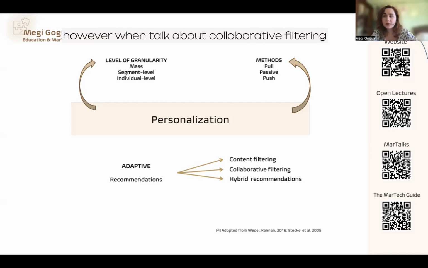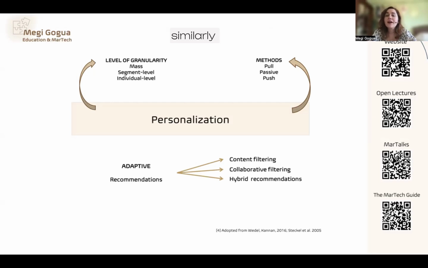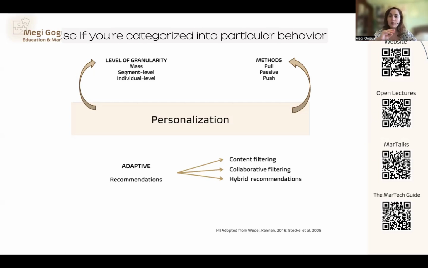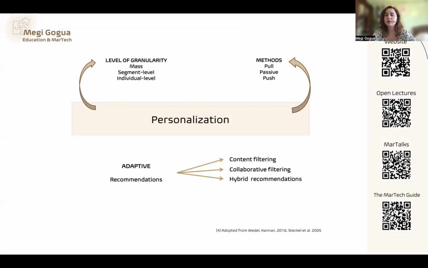When I talk about collaborative filtering, this is more about the fact that there could be other customers that behave similarly to you. And this helps make your decisions much closer to what other people like you, with your behavioral patterns, liked and also purchased. So if you're categorized into a particular behavior, then it is most likely that you would behave the same way as others similar to you.